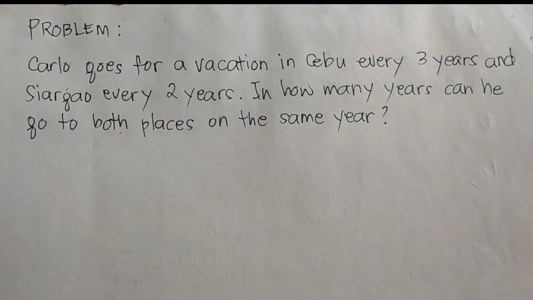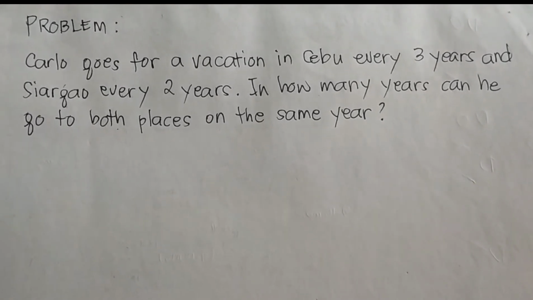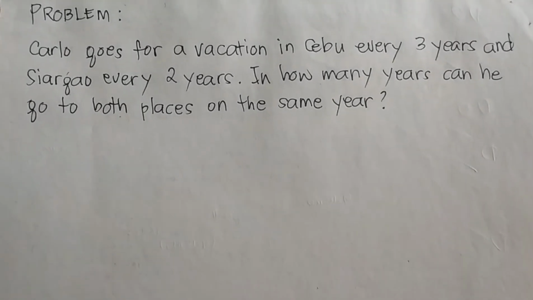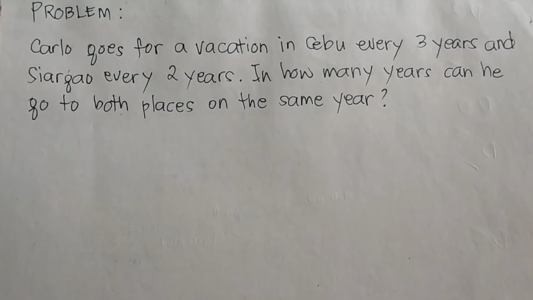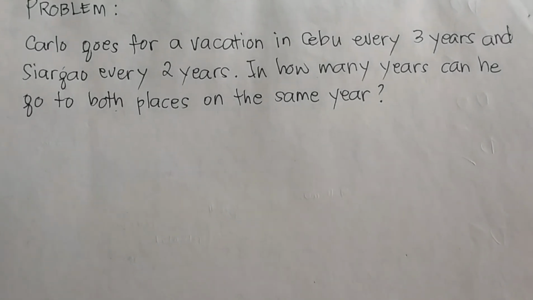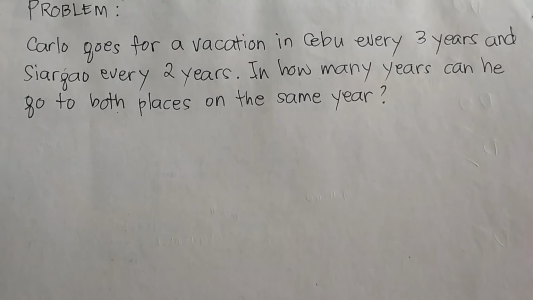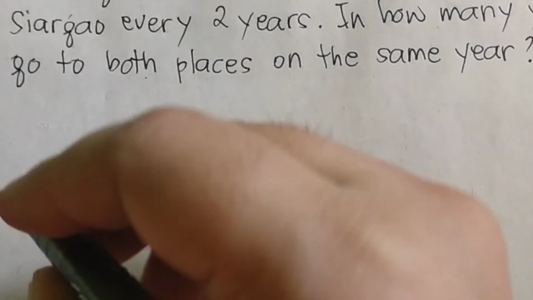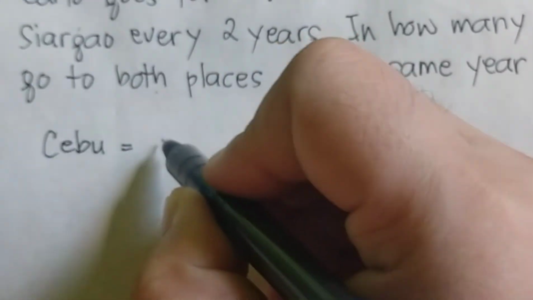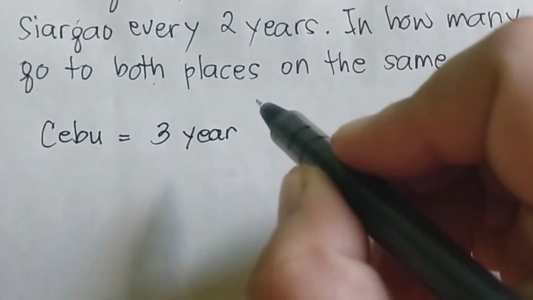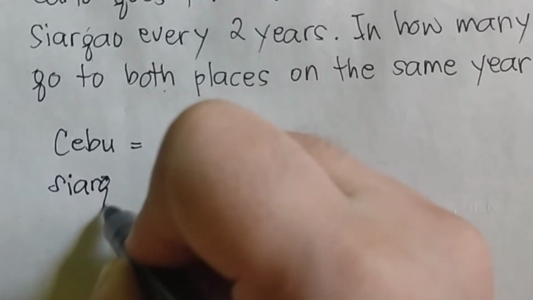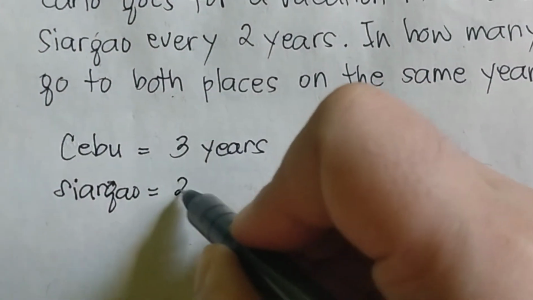Now, we will try to apply the same simple principle of LCM in problem solving. We have here a problem. Carlo goes for a vacation in Cebu every 3 years and Siargao every 2 years. The question is, in how many years can he go to both places on the same year? So we have the given: Cebu, every 3 years, and Siargao, every 2 years.